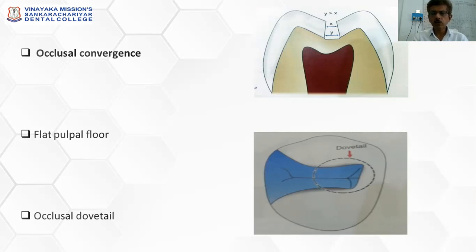Dovetail, obviously, we know, is a primary retention feature that helps in the locking mechanism of the restoration along with the tooth. The other retention feature, as I said before, was making the inverted cone shape cavity preparation.